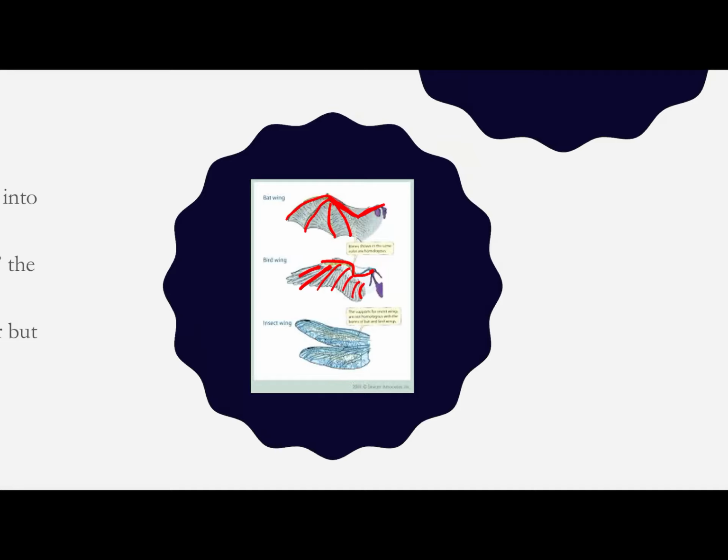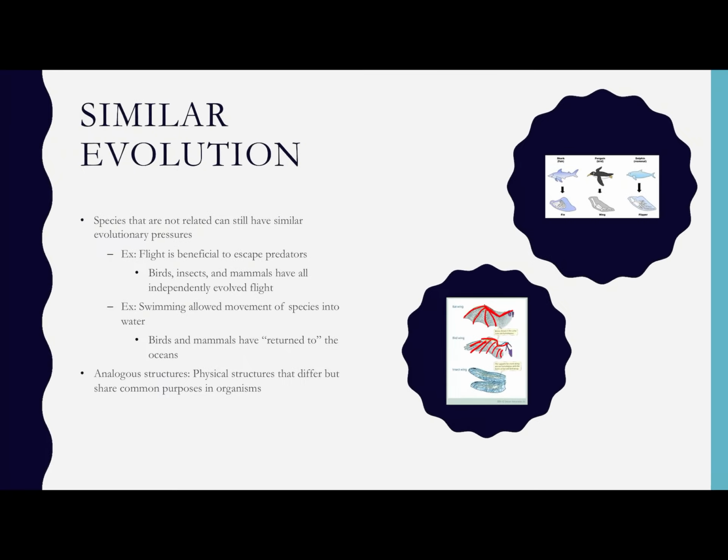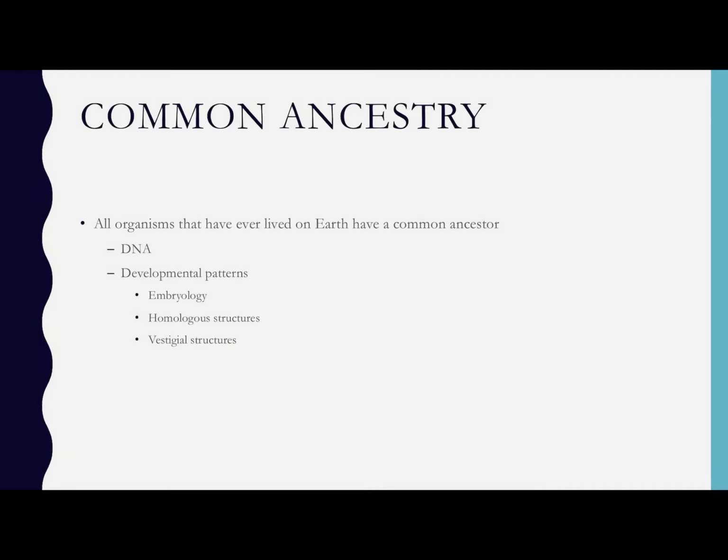Whereas a bird's wing, all of the bone is concentrated up here, and everything else, the feathers, are down below. And then an insect wing is just completely different. There's no bony structure in there at all. So way different structures, but the effect is the same in all cases: flight is available. So this is something called analogous structures, and it shows that organisms that have the same type of evolutionary pressures or the same selective pressures can evolve the same functional features.